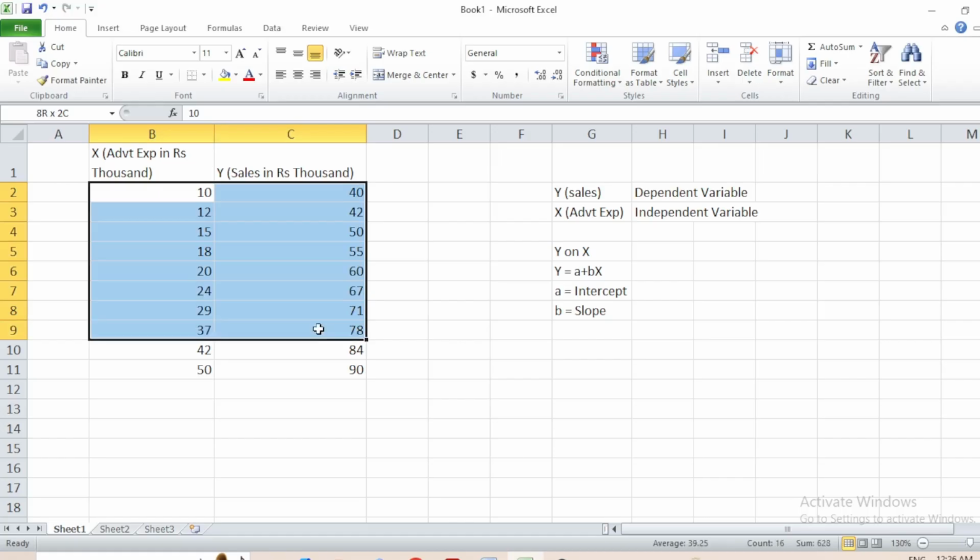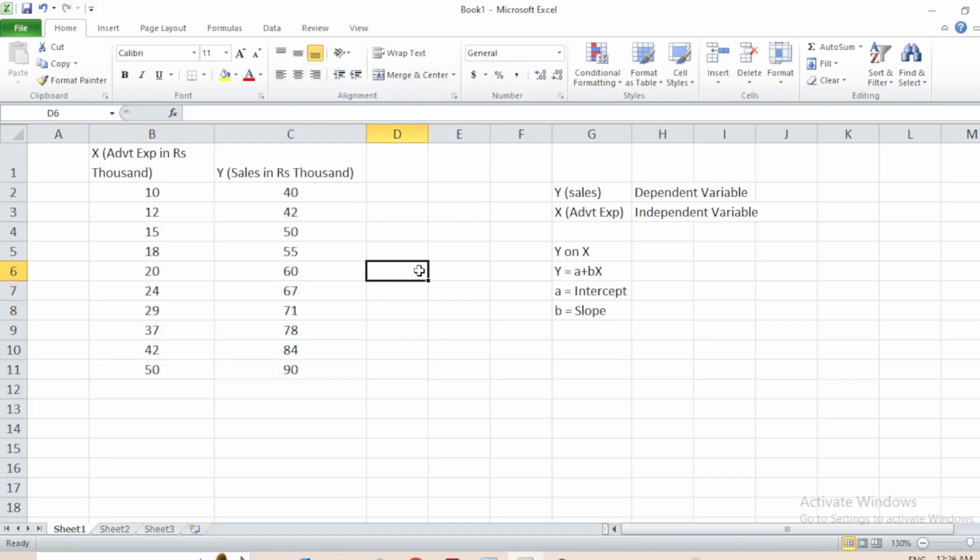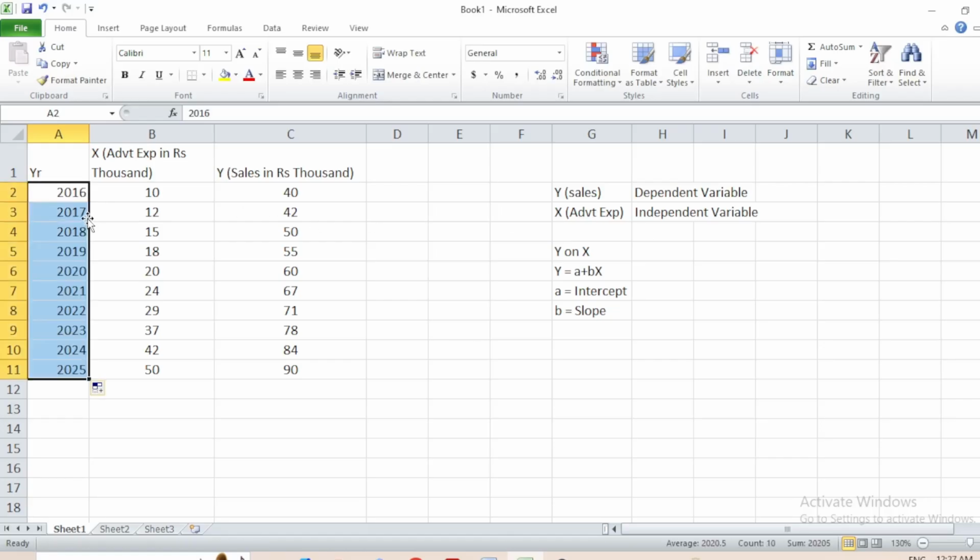So this is the data that is being given for basically 10 years, and we have to estimate the sales if the planned advertisement expenditure is given. So let us say this data is being given for the year 2016, 2017 to 2025.